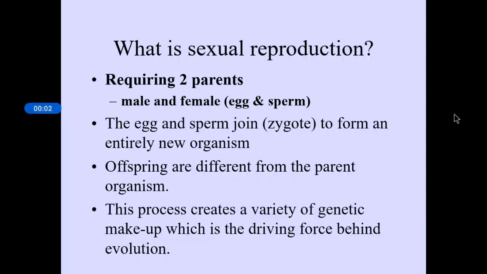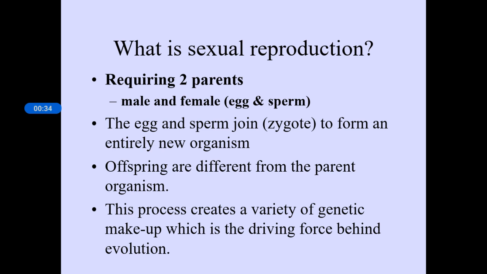Hi students, in the last videos we discussed asexual reproduction from the chapter How do organisms reproduce, and we also discussed different types of asexual reproduction such as fission, budding, regeneration, fragmentation, spore formation and vegetative propagation. And today we are going to discuss sexual reproduction. So what is sexual reproduction?